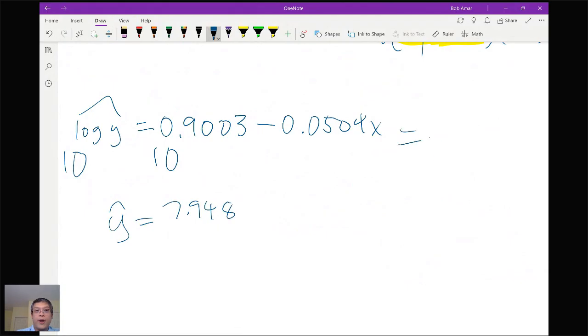So I also want to point out that this is 10 to the 0.9003 over 10 to the 0.0504x, right? And so what you can do is if you use a log transformation, then you can get a power law. And so this is 0.7948 over 10 to the 0.0504x.